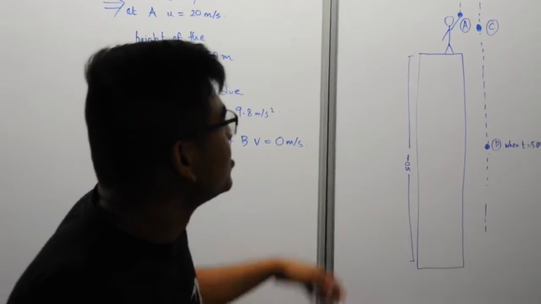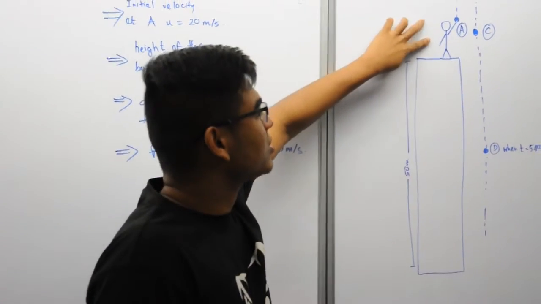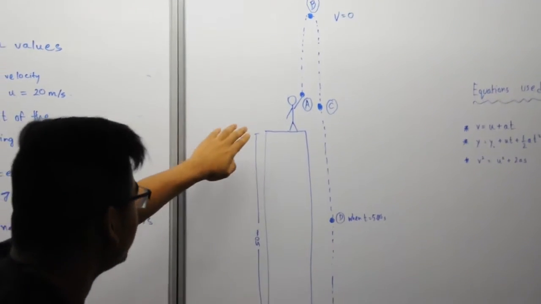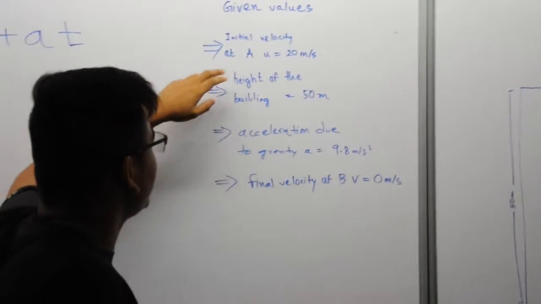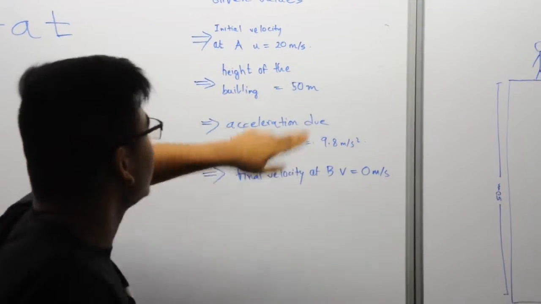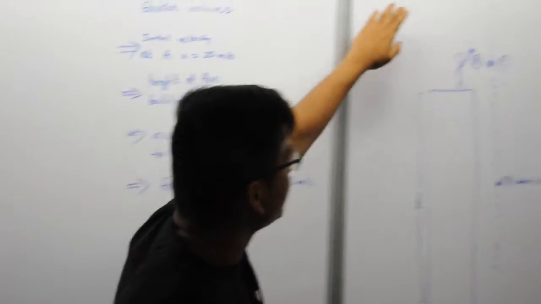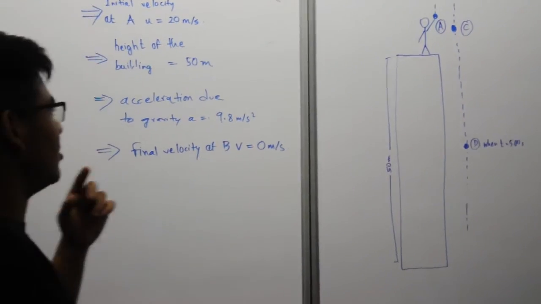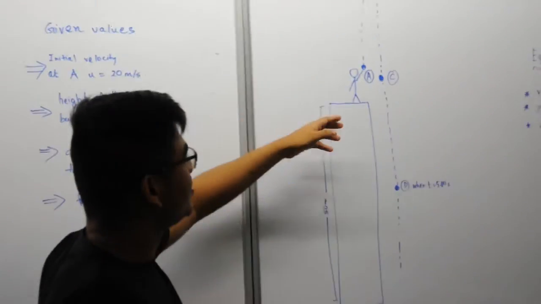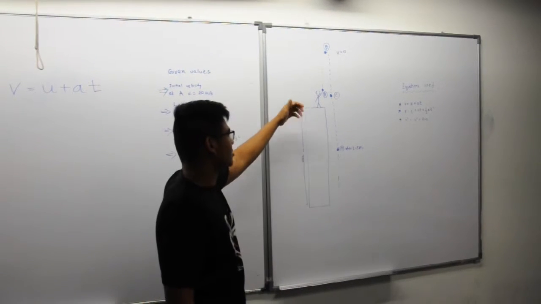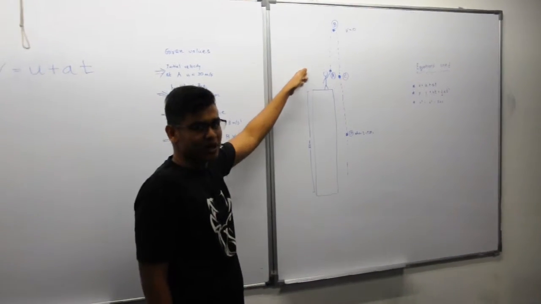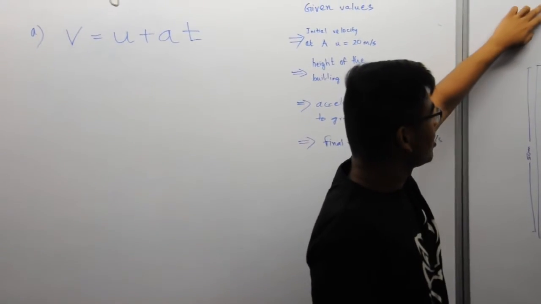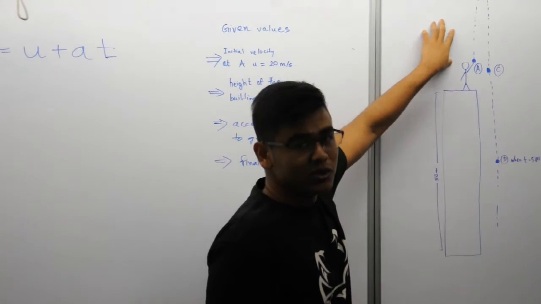In the question, we are supposed to find the time taken when the stone is thrown from position A to position B, which is the maximum height. At position A, the initial velocity is 20 meters per second, but at the maximum height in position B, the final velocity is 0 meters per second. In this motion, the object moves against gravity, so the acceleration is minus 9.8 meters per second squared.